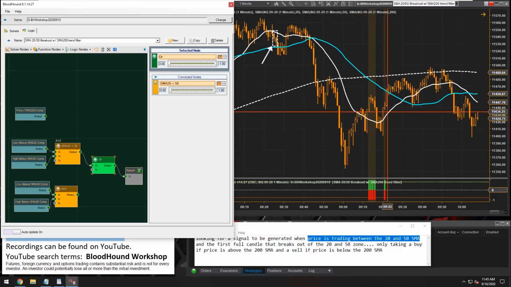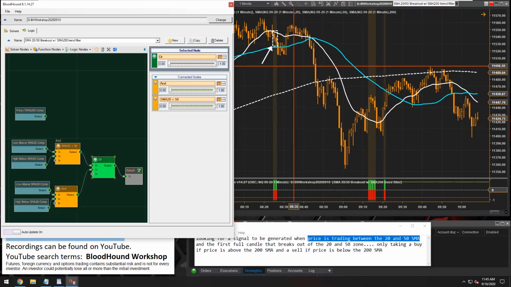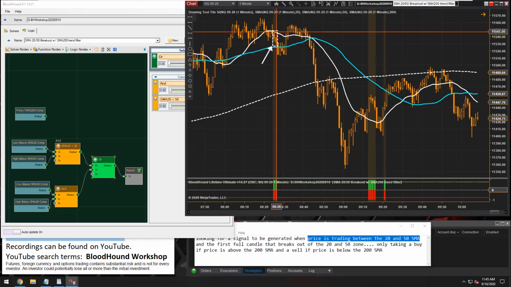Right? So this is where the 50 is above the 20. And if I connect the other one in here, now we also have if the 20 is above the 50. So there is both situations where the whole bar is in between the 2 moving averages there.